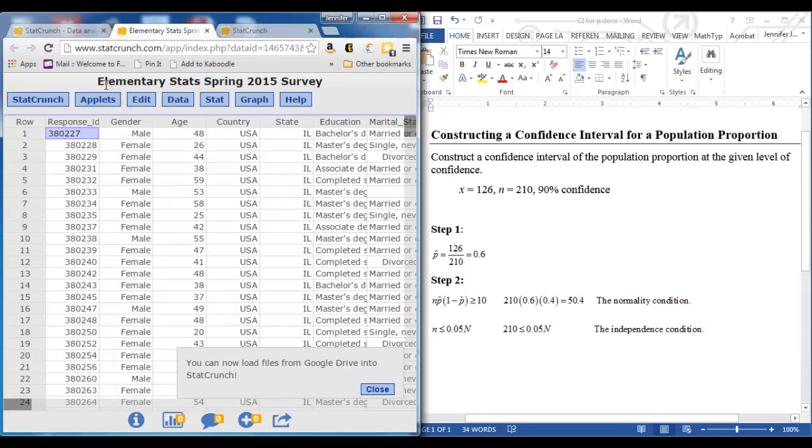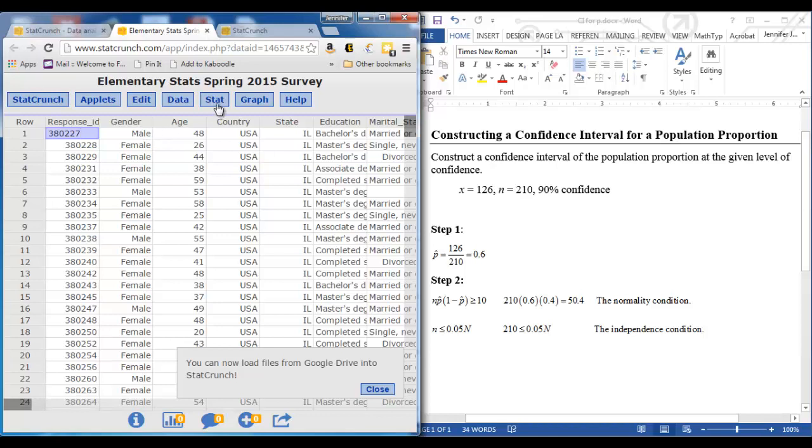You'll see I've pulled up the Elementary Stats Spring 2015 survey data. This is the survey that I conducted in my stats class last semester of all the questions students wrote themselves, just like you did for Project 3. I have uploaded this data set into our group page so that you have access to it if you want to try and recreate what I'm doing here. All right, so what I want to do is focus on gender. And I want to create a confidence interval for the population proportion of males who took the survey.